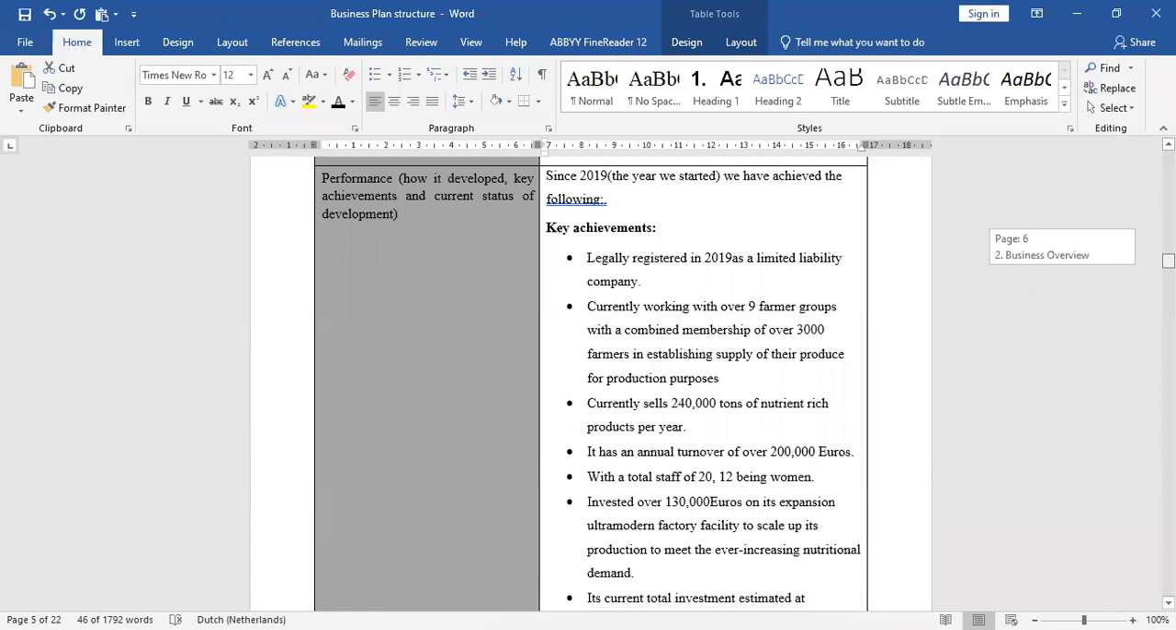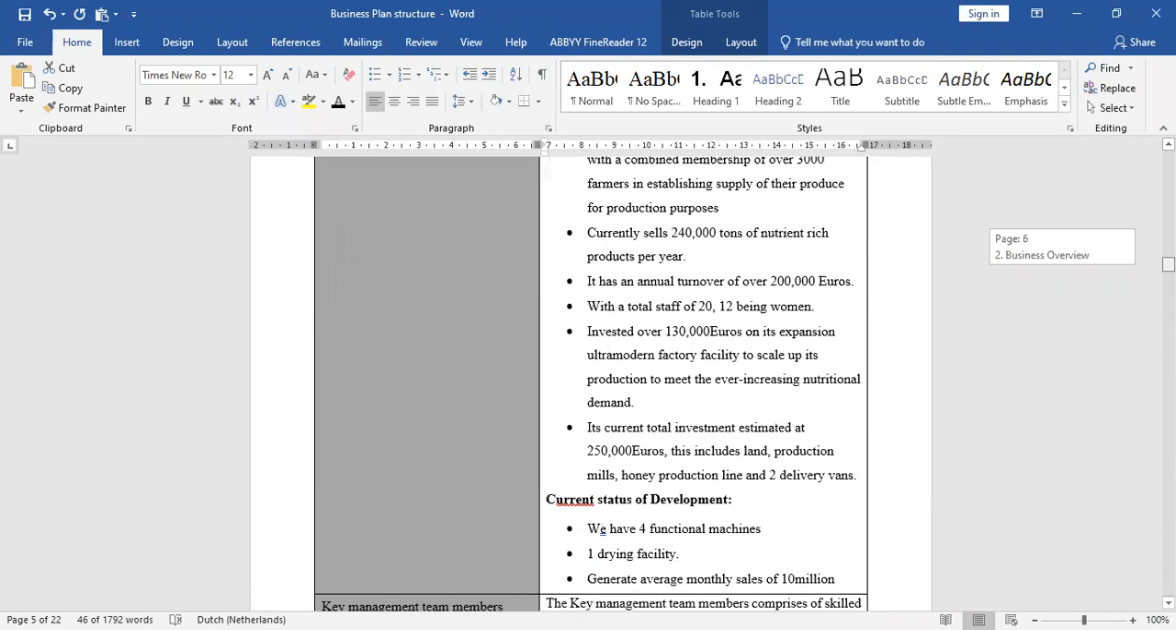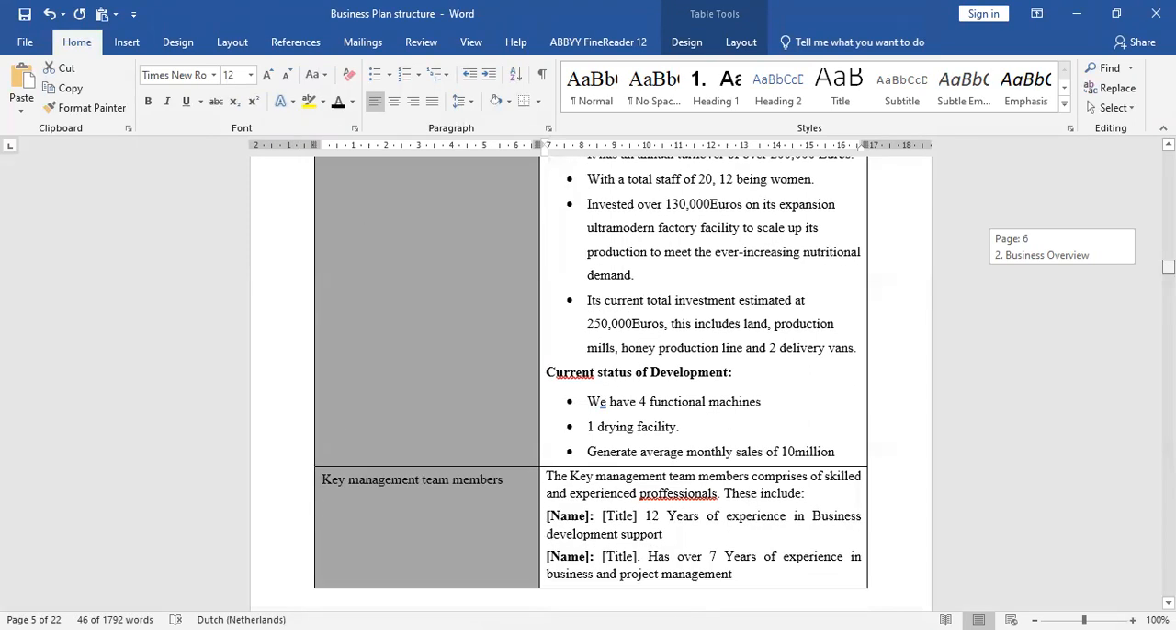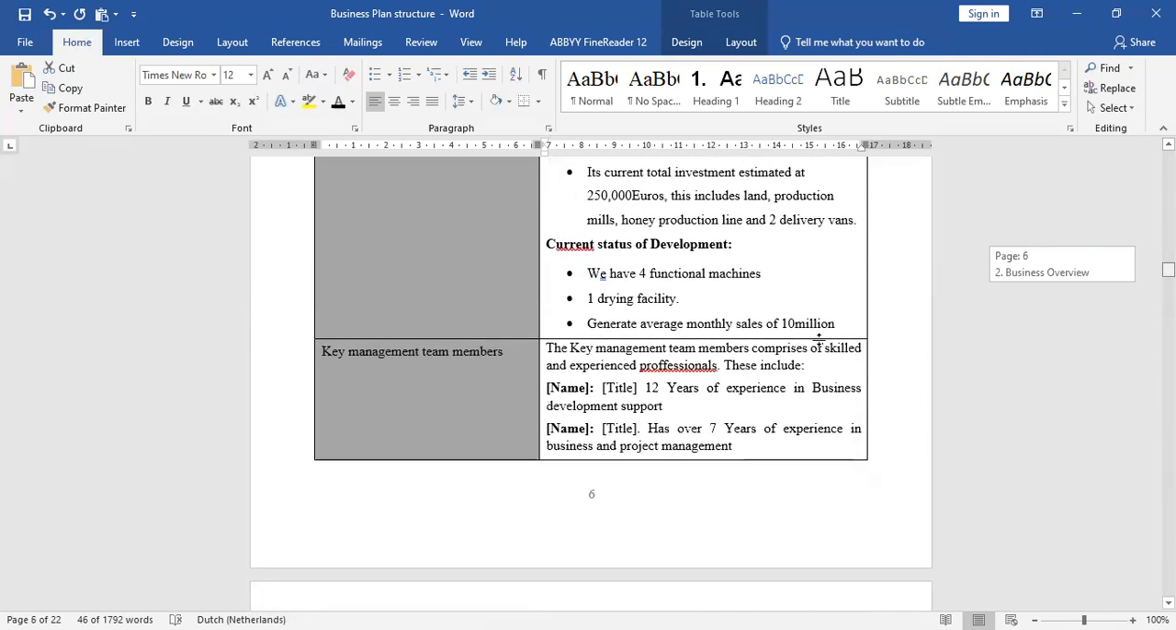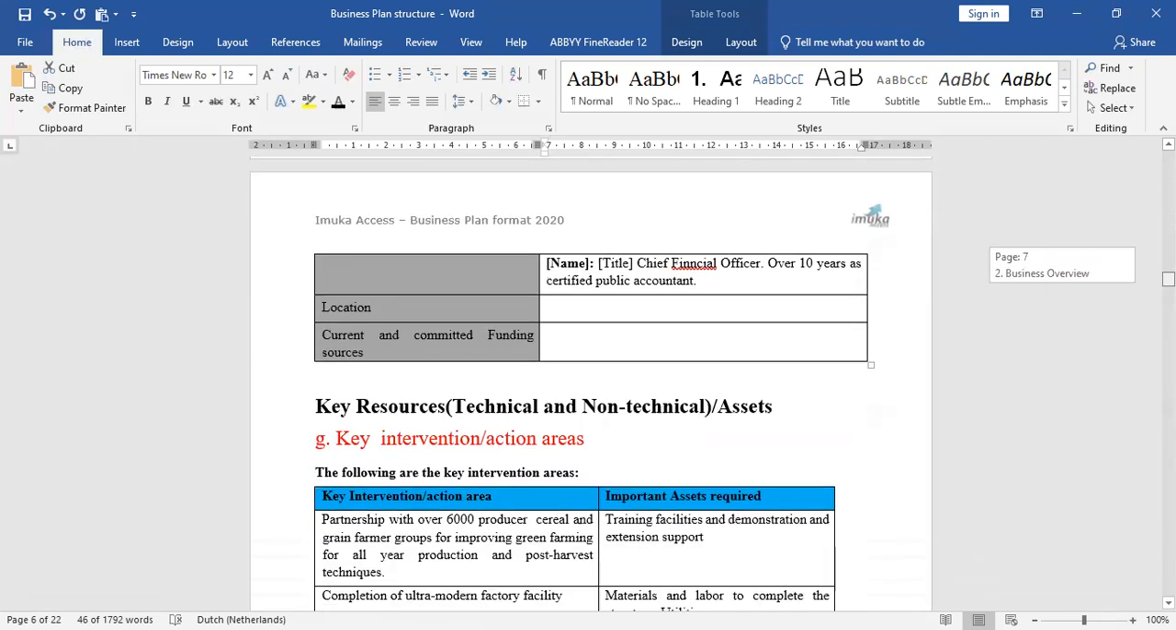We are generating at least this amount of money a week or a month. We've invested this amount of money. Our current status, we have 4 functional machines, 1 drying facility. We generate about 10 million. Okay. Key team members. We have Mr. Edwin Sali here. We have Mr. Mugerwa. We have Nani. You put the key management team.